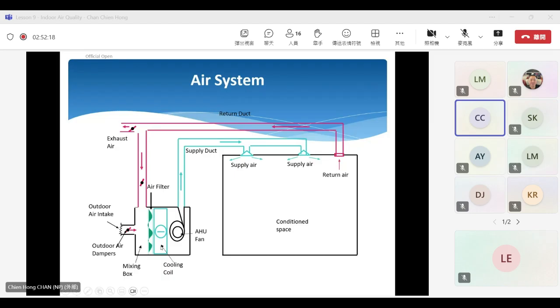By having a properly designed and operated air conditioning system, technically, I can control the indoor air quality by choosing the right types or quality of air filter, and by introducing the right amount of outdoor fresh air. So that is an important solution to our IAQ problems.